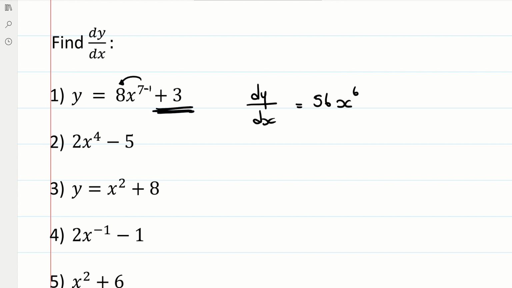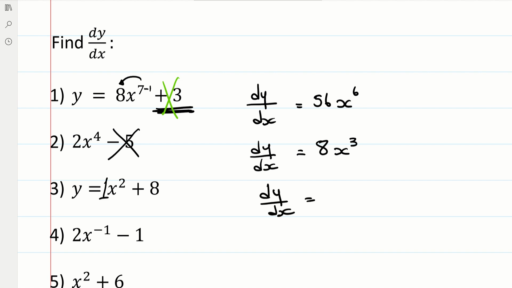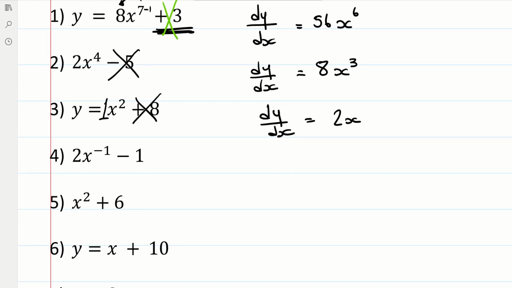What do you do with the constant? You do nothing. You don't differentiate unless there is a letter. The constant doesn't actually affect the gradient. The constant is telling you where the y-intercept is. It has nothing to do with the steepness or the slope of the curve. And for number 2, dy over dx, 4 times 2 is 8x cubed. Again, we don't do anything with that. For number 3, dy over dx, that's a 1, 2x, nothing to do with the constant.